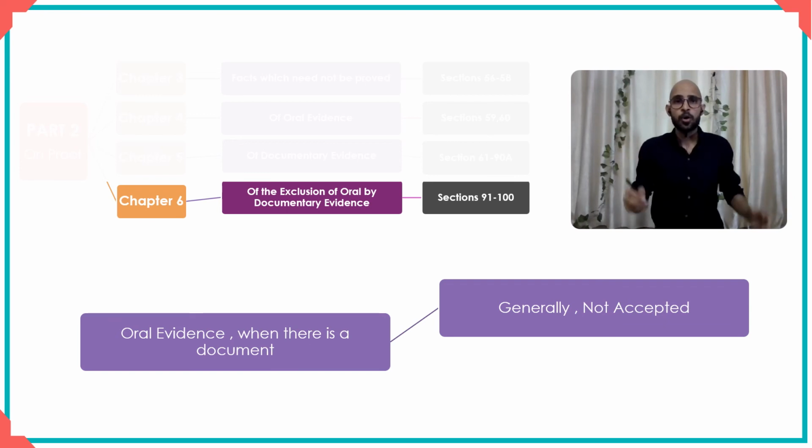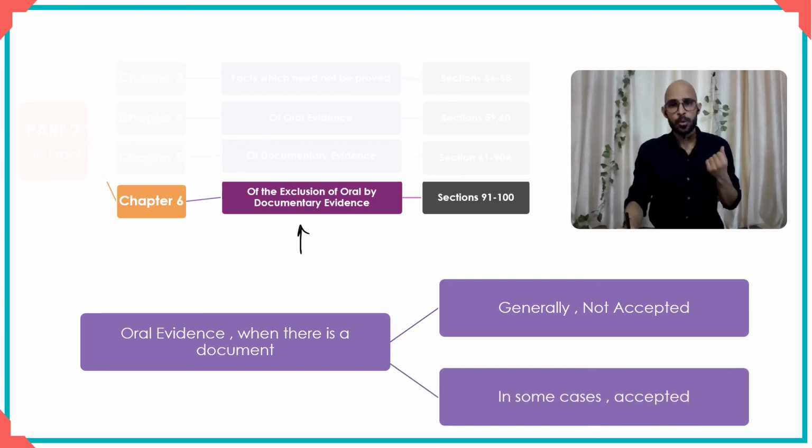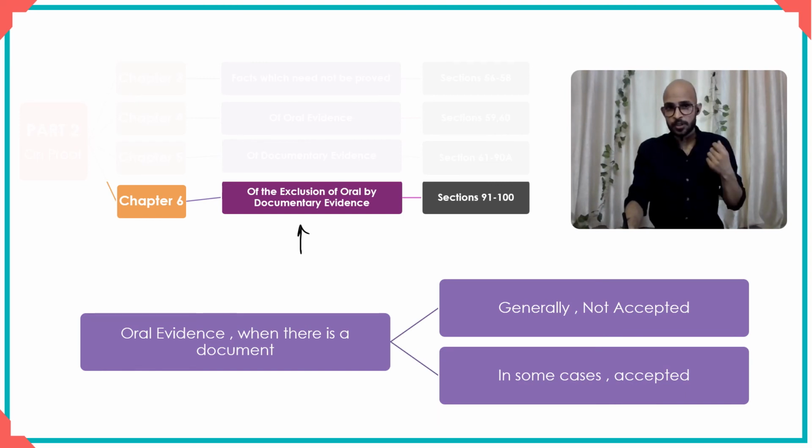So the general norm here is the exclusion of oral evidence by documentary evidence, which means that if you have documentary evidence, you exclude the oral evidence, which means that generally you do not accept oral evidence when there is documentary evidence. However, there are some cases in which it becomes important for oral evidence to be accepted. I will give you a summary of some of the sections now, so you get an idea of what these provisions are.